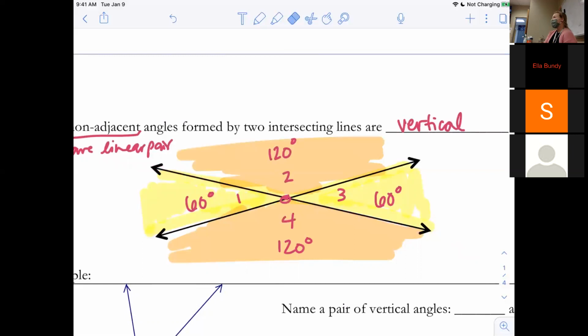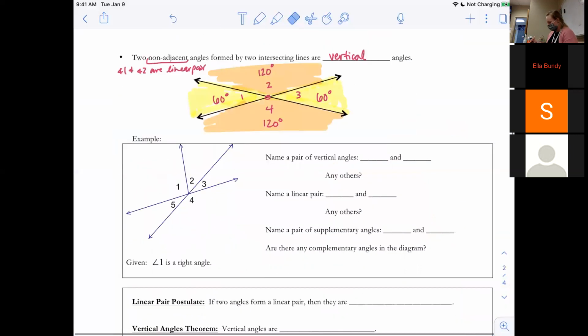Do you notice anything special about my vertical angles, the two yellow ones or the two orange ones? They're congruent. And that is always true. Always, always, always. Vertical angles, by definition, are congruent. I want you to skip this example really quick because I want to jump down here and write something in this box.